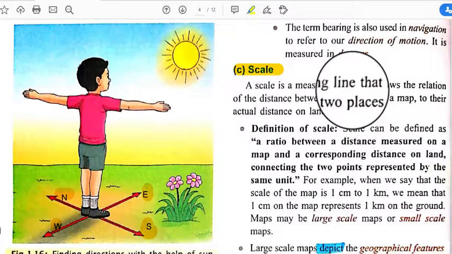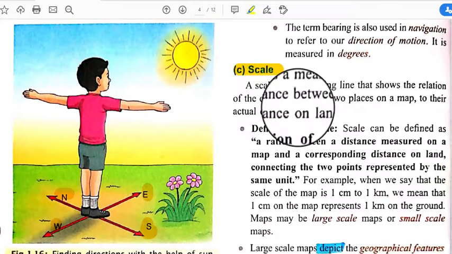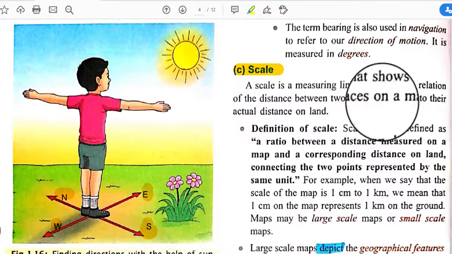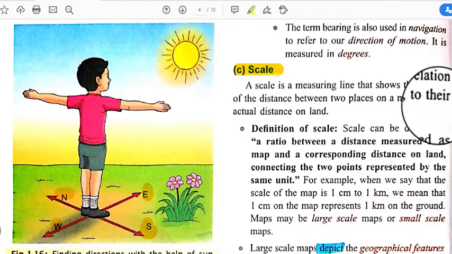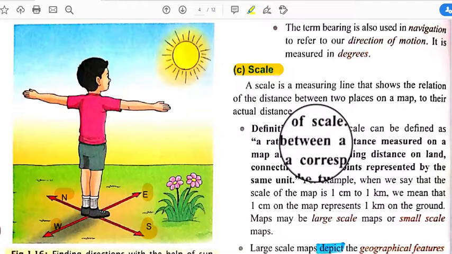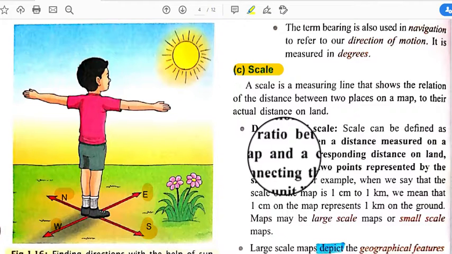By the scale we can measure any kind of lines that show the relation of the distance, and with the help of scale we can easily relate the distance between two places on a map with the actual distance. So a scale can be defined as a ratio between a distance measured on a map and a corresponding distance on land.